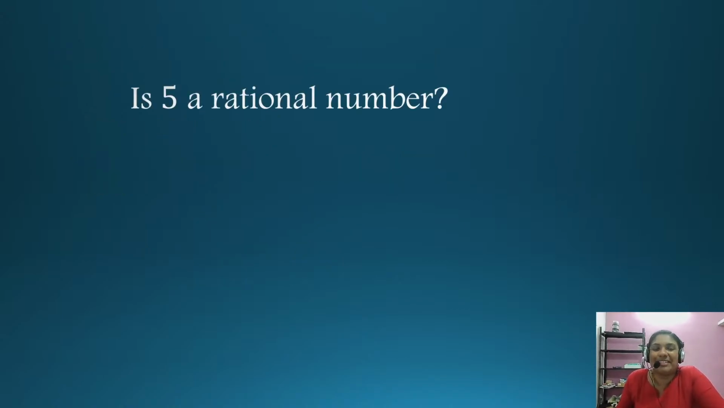Now let's see this question. Is 5 a rational number? What we have discussed, rational numbers are numbers of the form p by q, where p and q are integers and q not equal to 0. But here only 5, only the numerator is present, right? So is this a rational number? Yes, this is a rational number.